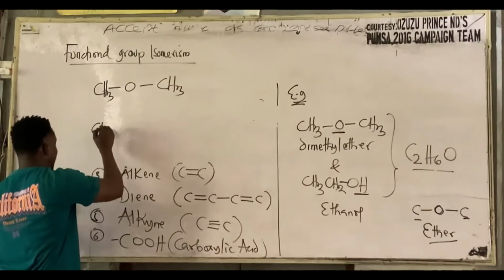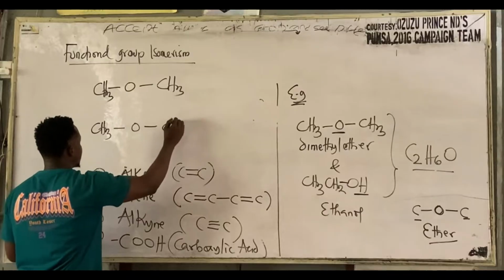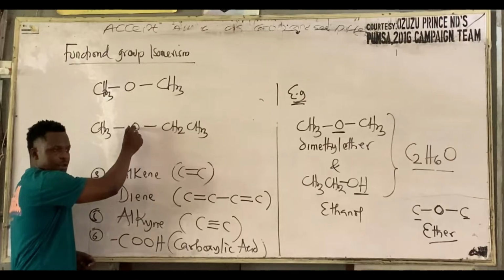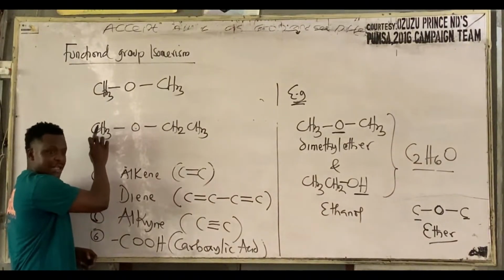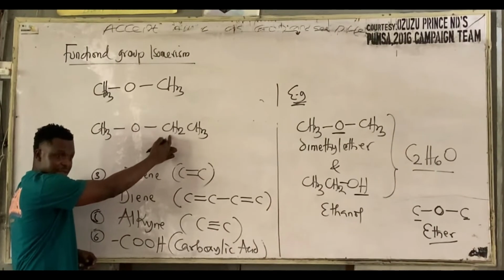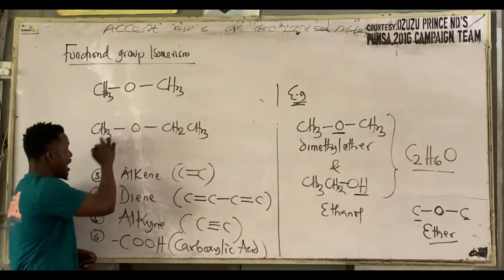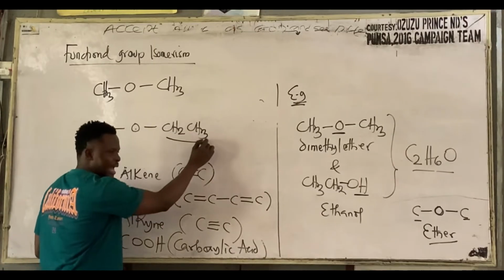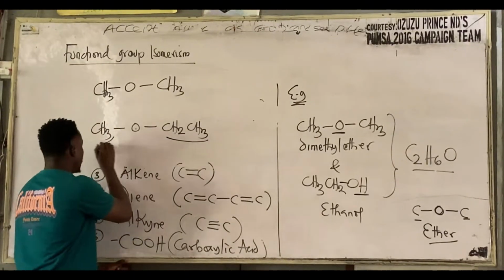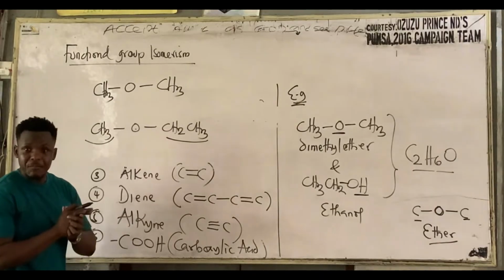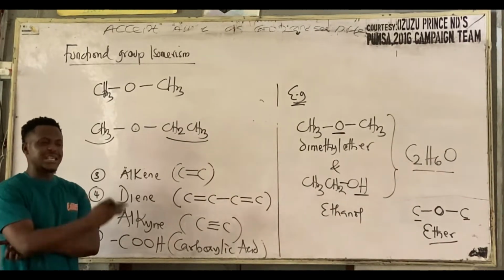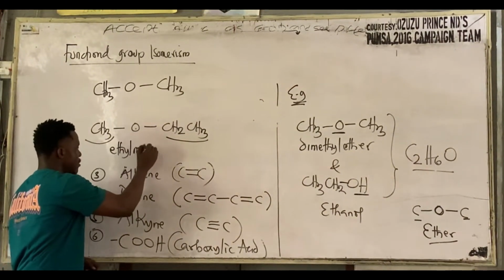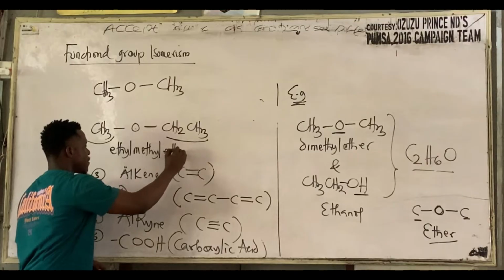Look at me. If you look at this one, there is O here. On the left hand side we have carbon, and on the right hand side we also have carbon. So this is ether because this O is flanked on both sides by carbon. So let's name this one. What is the name of this alkyl group? And this alkyl group? Are they the same? No. They must be arranged alphabetically. So this will be ethyl methyl ether.